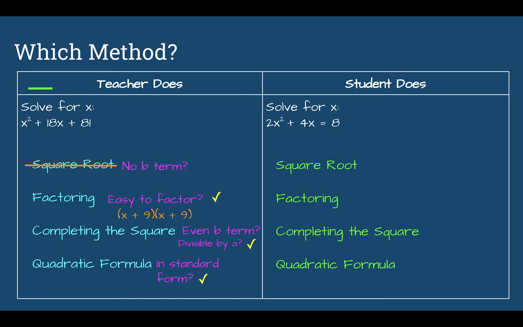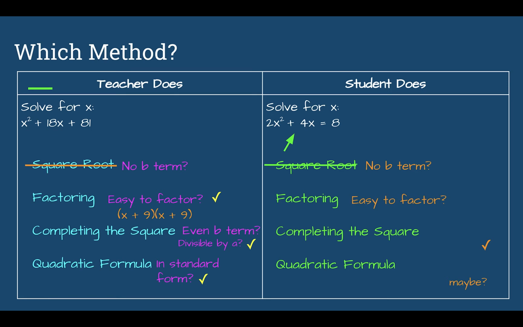Let's check. You should have found that you could use completing the square and maybe the quadratic formula. You'd have to rearrange it first. Is there no b term? Yes, 4x is there. You can't use square root. Is this easy to factor? It looks like it might be.